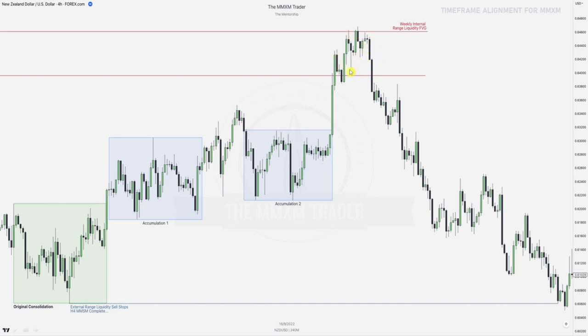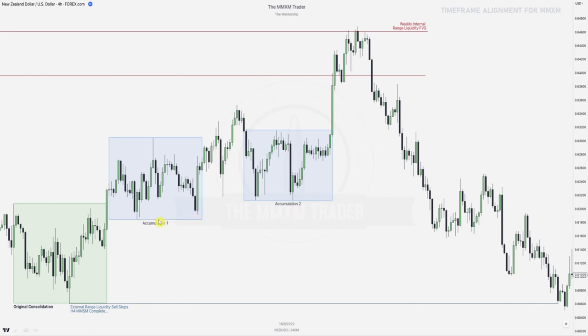And then over here we break structure lower. Does it make sense that we break lower from here? Yes. Why? Because we hit that internal range liquidity fair value gap on a weekly time frame, right? So now we're going into sell side of the curve, and you can see every premium array is being respected, right? We've got these fair value gaps being respected, pushing down lower, and you can see, think about high resistance and low resistance liquidity runs, right?